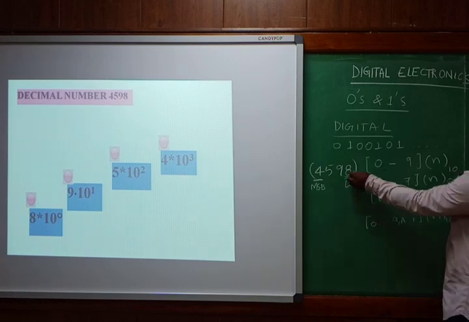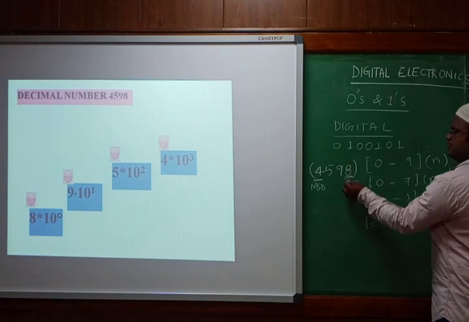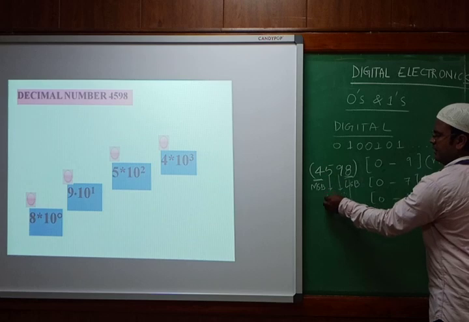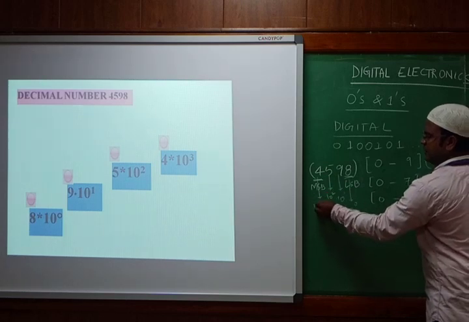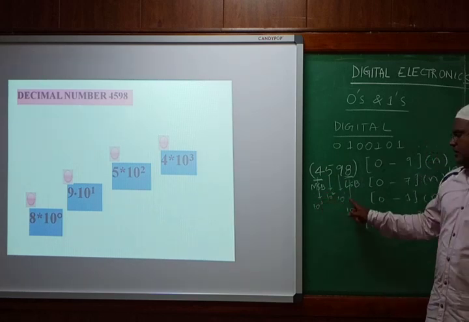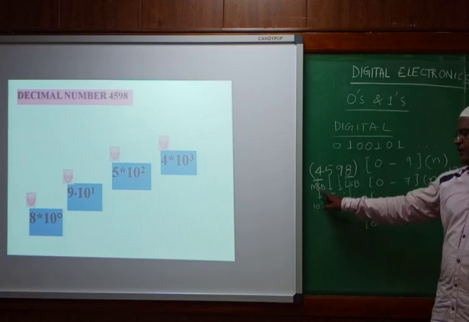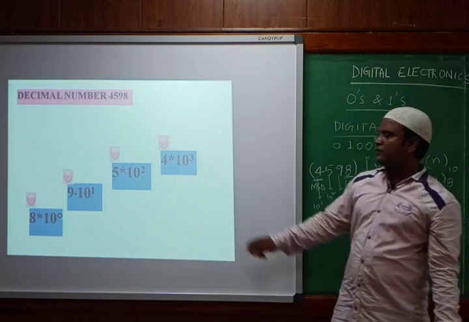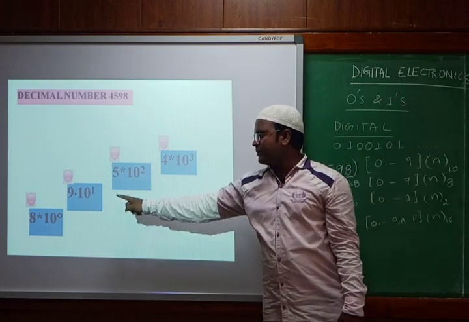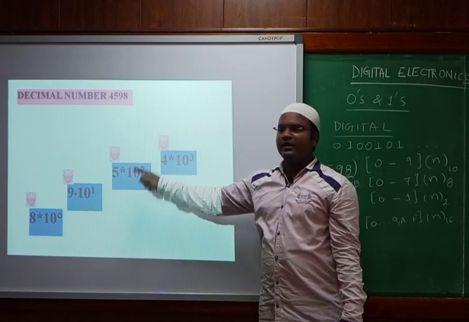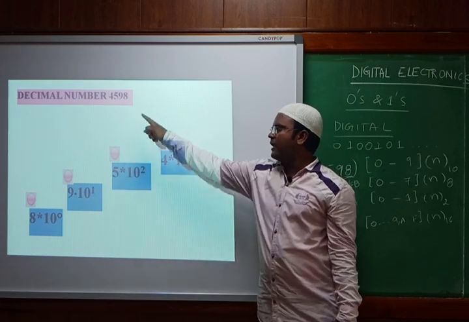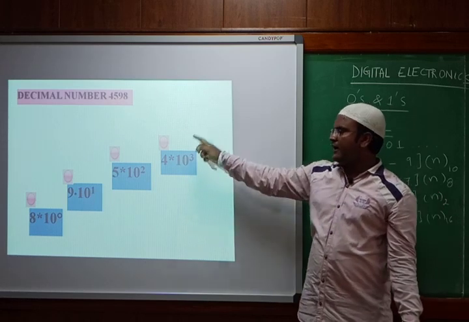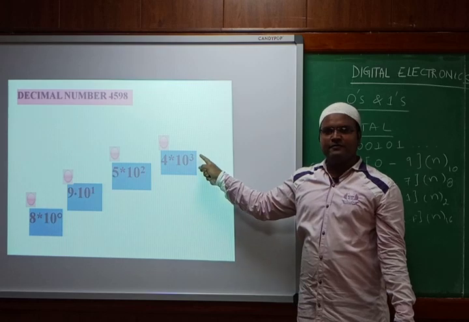I want to write its positions starting from the LSB. It starts from 10 to the power 0, then 10 to the power 1, then 10 to the power 2, then 10 to the power 3. By taking all these, I can convert the respective number into decimal form. For the first digit I have 8 into 10 to the power 0. Next, 9 into 10 to the power 1. Then 5 into 10 to the power 2. Like that, for 10 to the power 3. By clubbing these together we convert the number into the respective format.